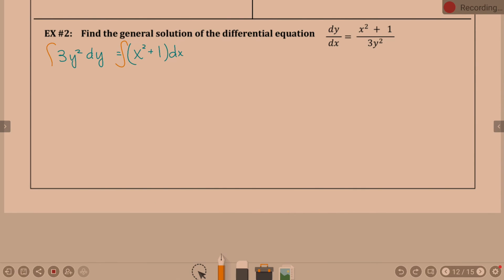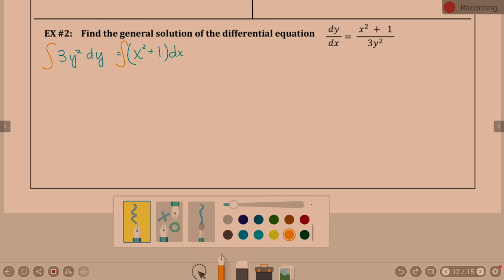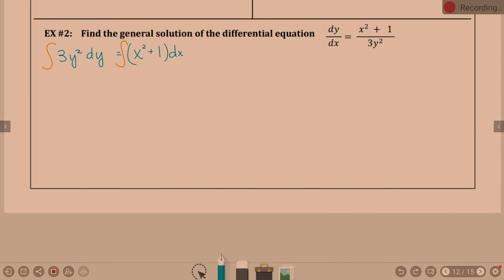I'm going to integrate. I'm still processing, so. 3y squared, add 1, divide by the new power, y cubed. Integral of x squared, 1/3 x cubed. Integral of 1 is x, and Miles is not forgetting his plus c this time.